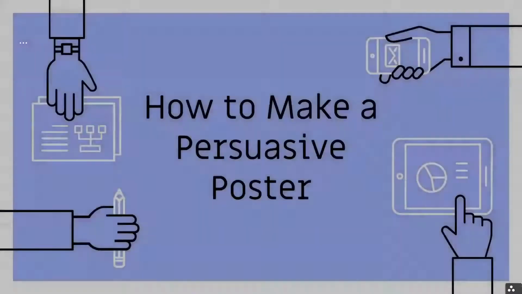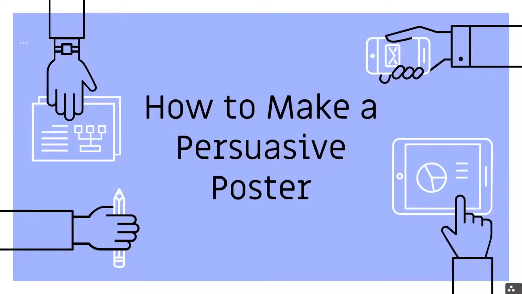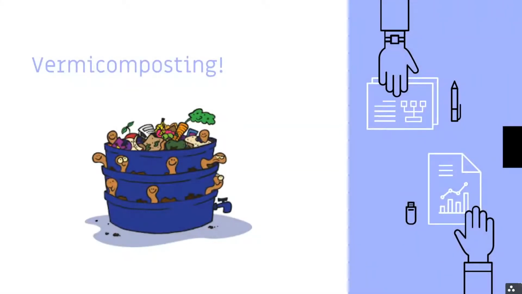Today I'm going to show you how to make a persuasive poster. Here's the example topic about vermicomposting. For this poster, we are going to use persuasive writing to convince your audience that vermicomposting is a good thing to do. You learn about how vermicomposting helps to reduce food waste and is a great way to learn about the environment. So now we're going to share our knowledge.